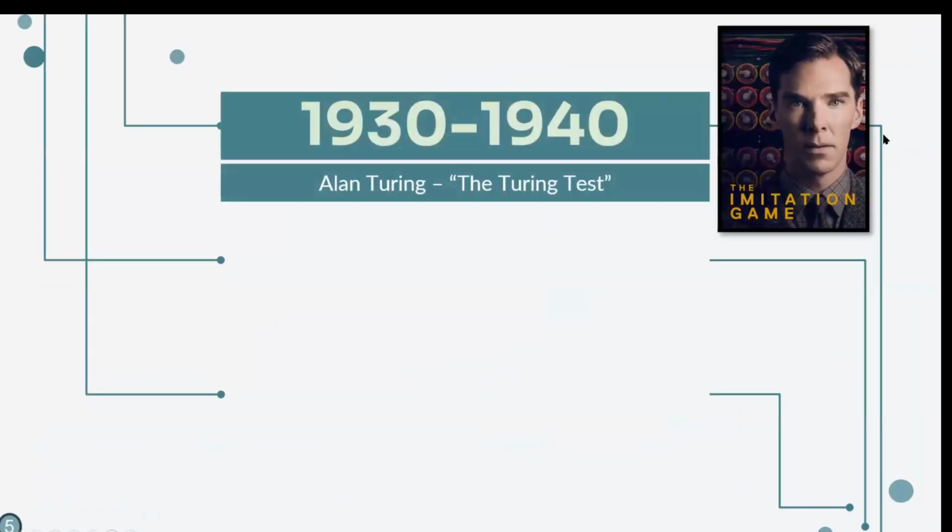So let's talk about the timeline. So 1930 to 1940, if you've seen the movie The Imitation Game, AI actually came about because of Alan Turing. He created the first quote unquote AI machine, artificial intelligence thinking machine, back during World War II. That movie is all about the machine that he built that cracked the Nazis' Enigma machine. So that's where it started.